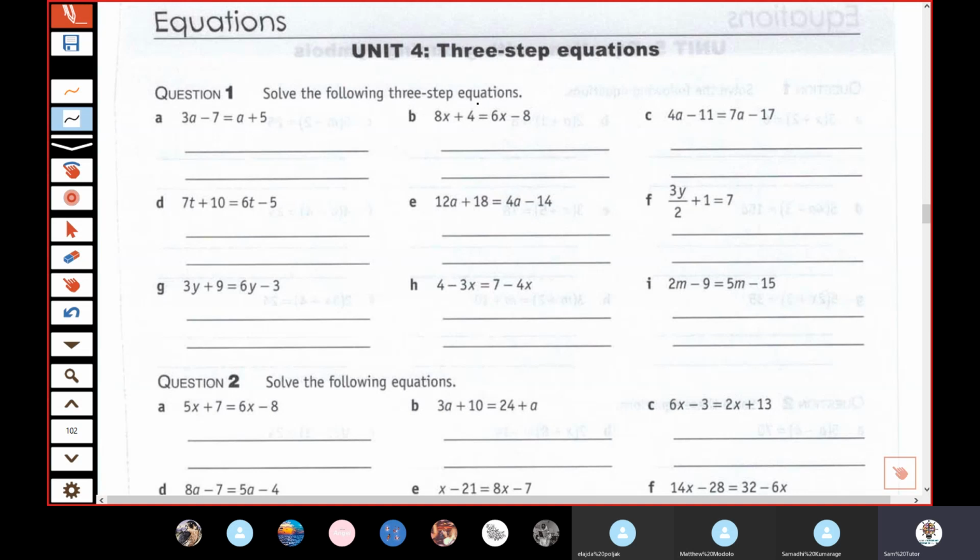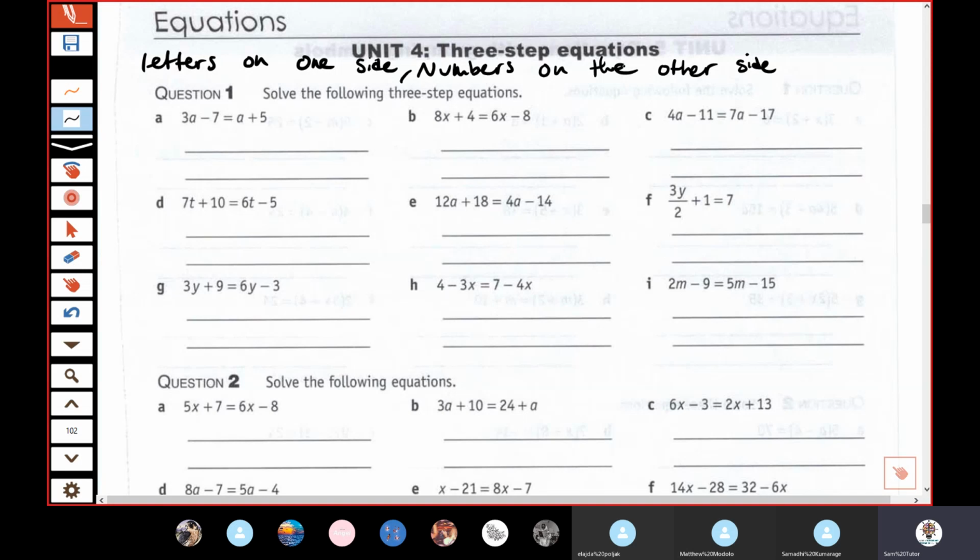Solve the following 3-step equations. All right, yeah, let's do it. The way these work is letters on one side and numbers on the other side.